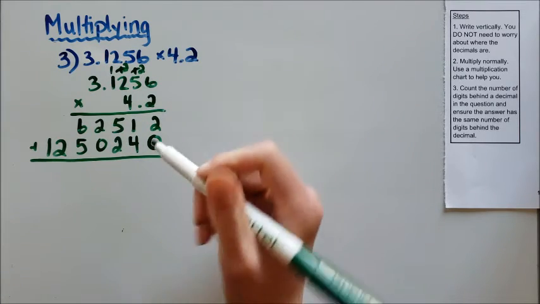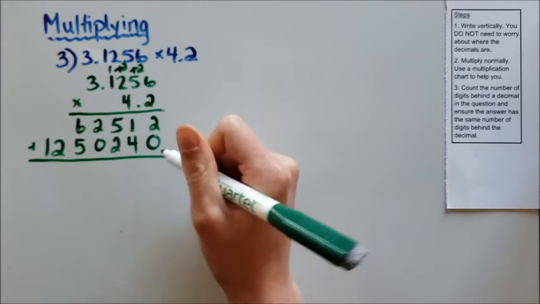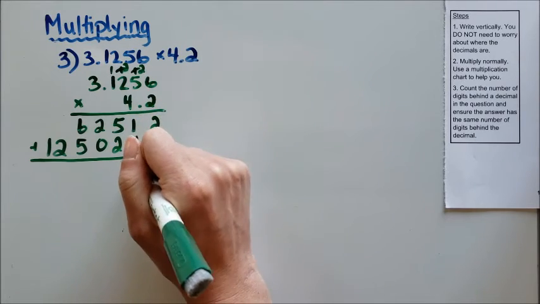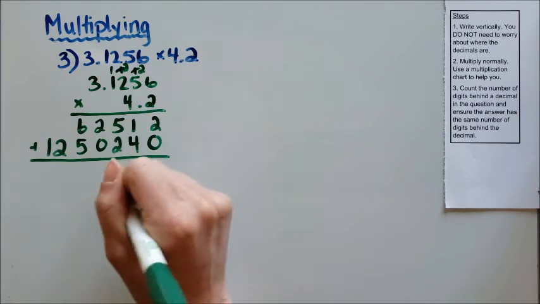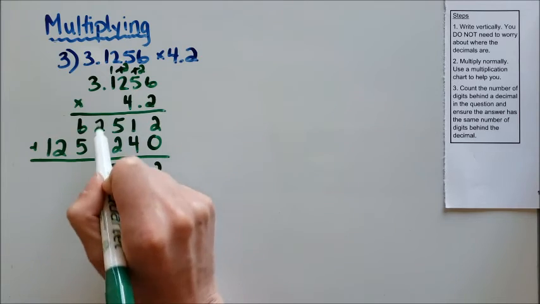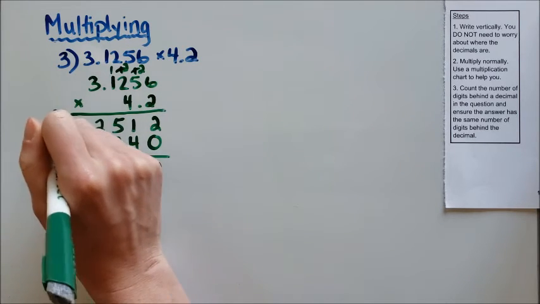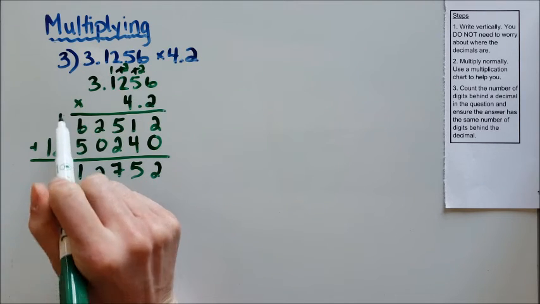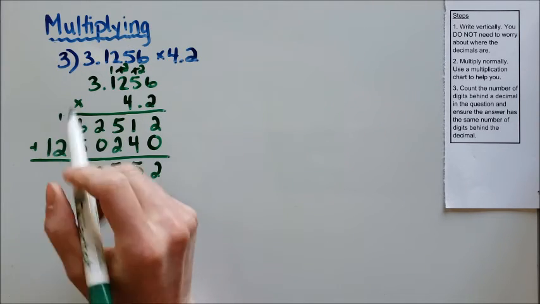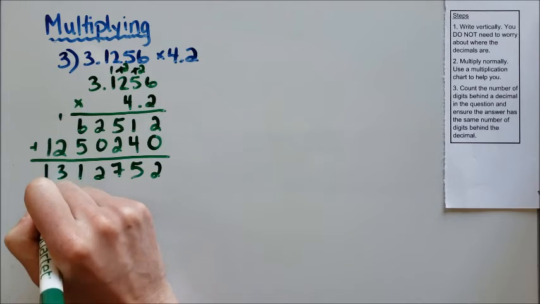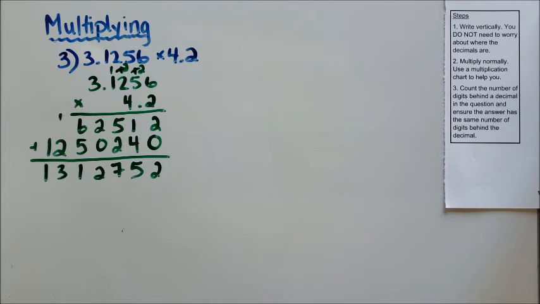Now I get to add. So 2 plus 0 is 2, 1 plus 4 is 5, 5 plus 2 is 7, 2 plus 0 is 2, 6 plus 5 is 11. I'm going to carry that 1. 1 plus 2 is 3, and this last column is going to be a 1.